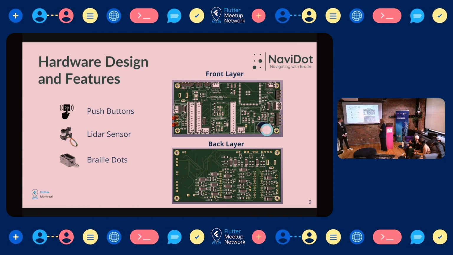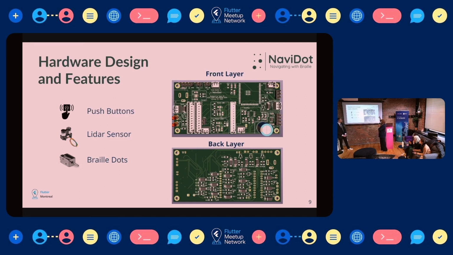We also have LiDAR sensors integrated with the haptic feedback system. What it does is that the closer the user gets to an object, the intensity of the vibration increases, letting the user know that you're very close to someone in front of you.